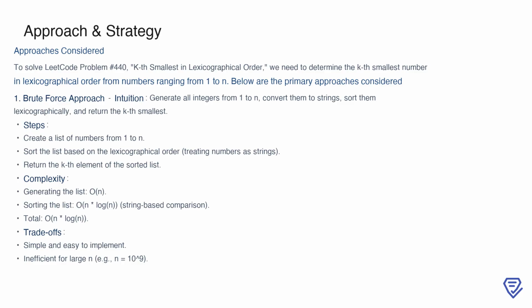While this approach is simple to implement, its downside is the computational cost. Generating the list takes O(n) time, and sorting it based on string comparisons adds O(n log n). Overall, this approach becomes impractical for very large values of n, such as n equals 10 to the power of 9, due to the sheer amount of data and the inefficiency of sorting at such scales.